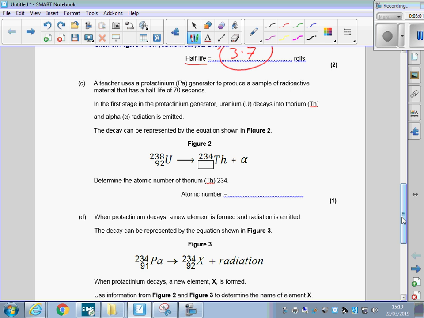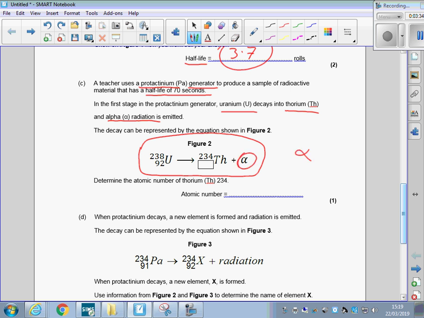Okay, they've got this fancy chemical called protactinium. Our little generator is producing some of it, and it's got a half-life of 70 seconds. It starts with some uranium that decays into thorium, and alpha radiation is emitted. So it's asking us to complete our little decay equation here, and to do that, really, you've got to know what's going on with alpha.